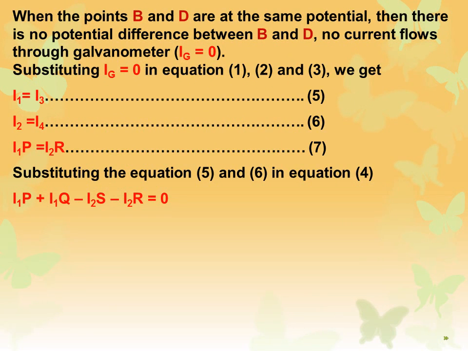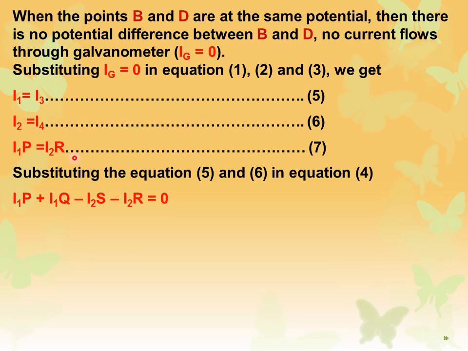When the points B and D are at the same potential, there is no potential difference between B and D. So no current flows through the galvanometer, so Ig is equal to 0. If you substitute Ig equal to 0 in equations 1, 2 and 3, we get I1 is equal to I3, equation number 5; I2 is equal to I4, equation number 6; I1P is equal to I2R, which is termed as equation number 7.